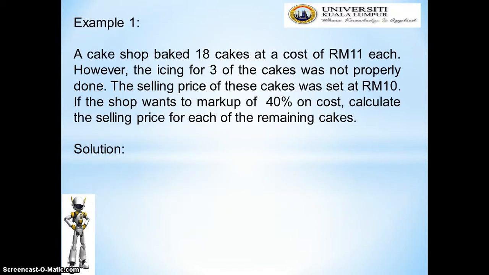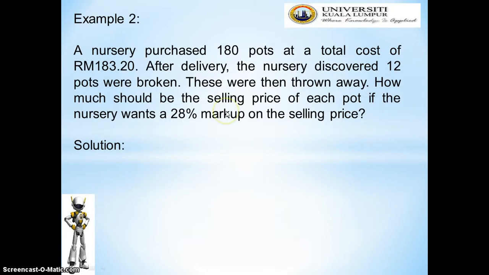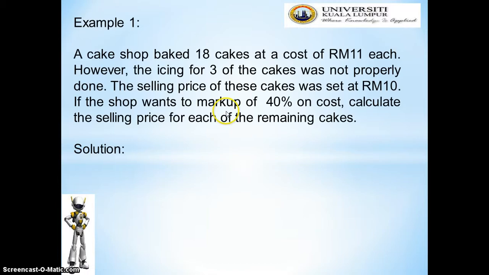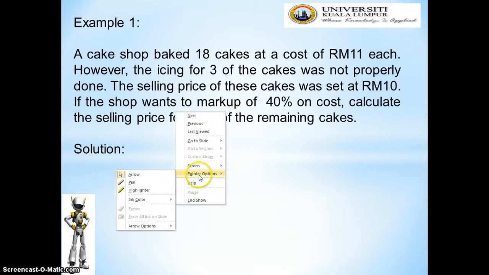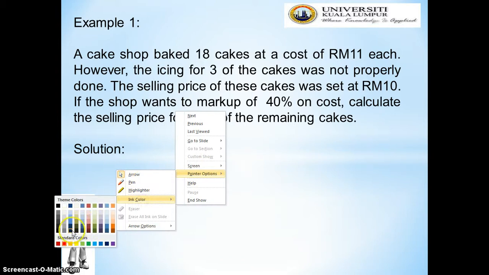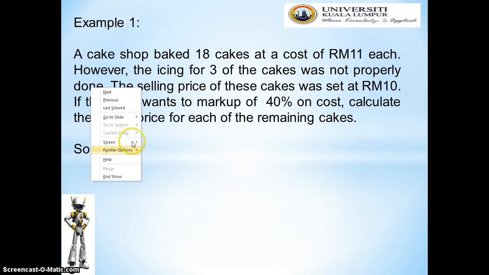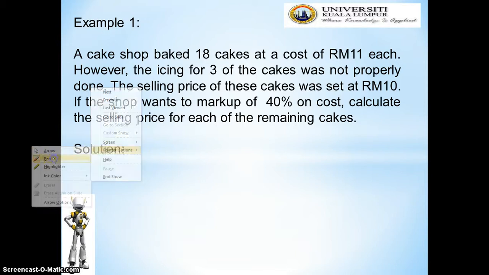Okay, so now look at example number 1. So in the previous class, sorry, I chose the pointed pen option in color first. So I use black color, and then we have a pointed pen, right?